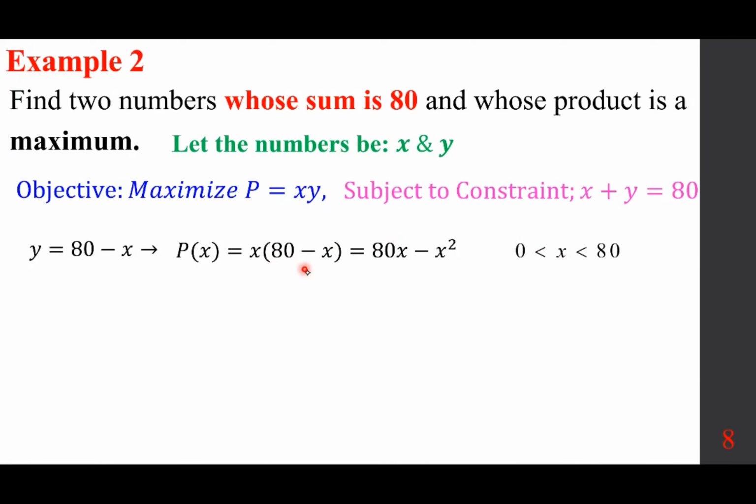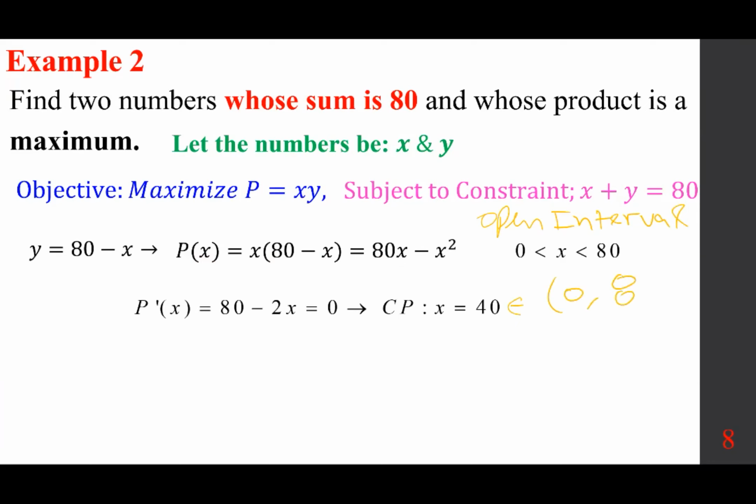The next step is taking the derivative. P prime of X is 80 minus 2X and set it equal to 0 to find the CP, or the critical point, of X equals 40. Notice we have the open interval of 0 to 80. We can represent it, and this is an element of that, as (0, 80). This is one way to write it.